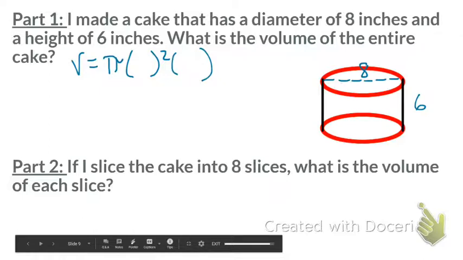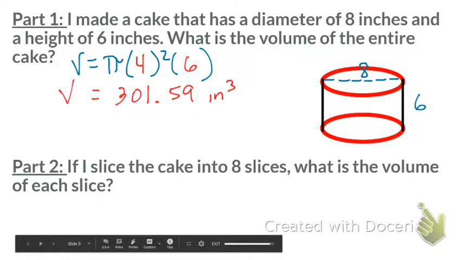Alright, so here's my beautiful cake. If my diameter is 8 inches, I only want half of the diameter. Half of 8 is going to be 4, so the radius is 4, and the height's going to be 6 inches, right? So we have 4 squared, which is 16, times 6 times pi. It's going to be 301.59, and this is inches cubed. That's going to be the volume of the cake.